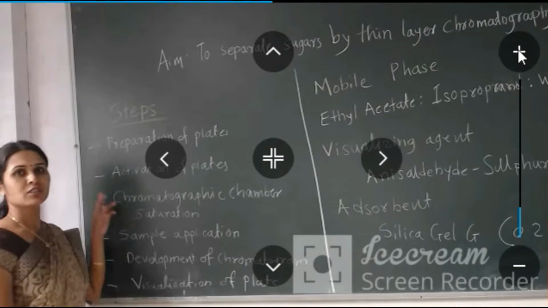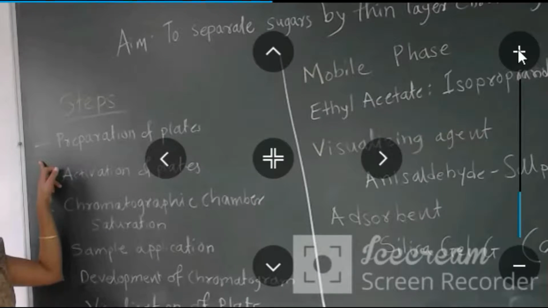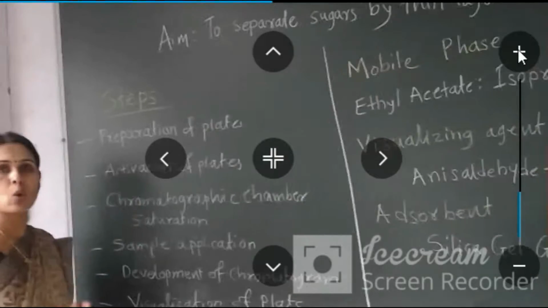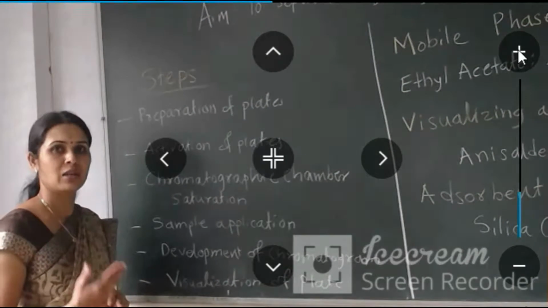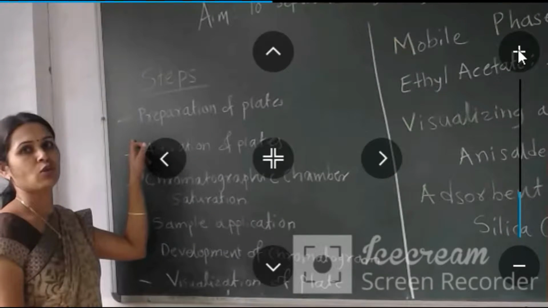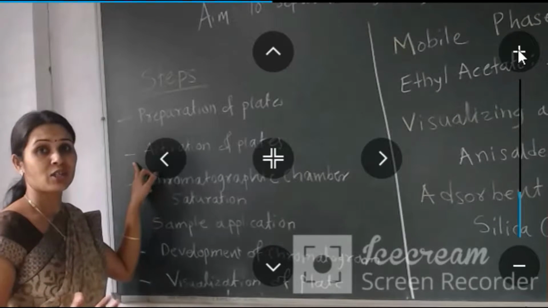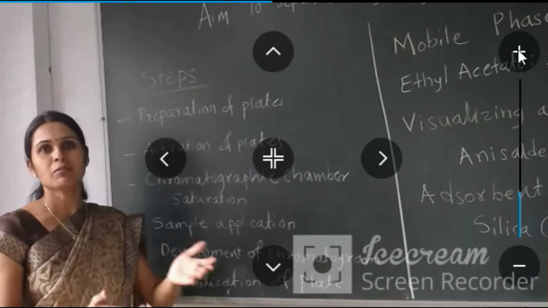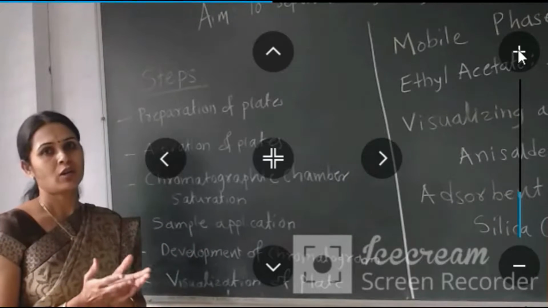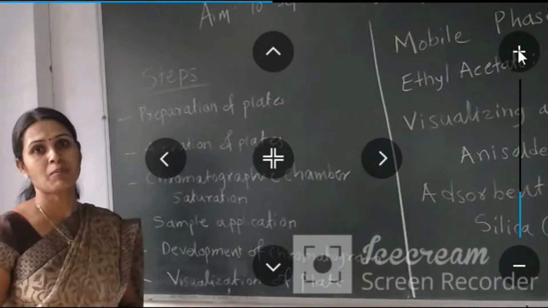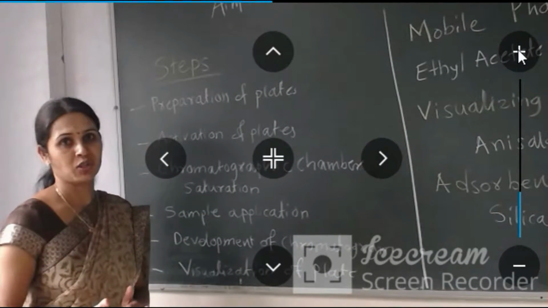So these are the steps. First step is preparation of plates. We are going to coat the plate with a silica gel layer. Second is activation of a plate. We are going to keep this plate in the oven at 110 degrees Celsius for 30 minutes as an activation.